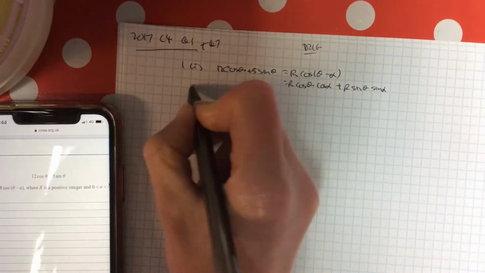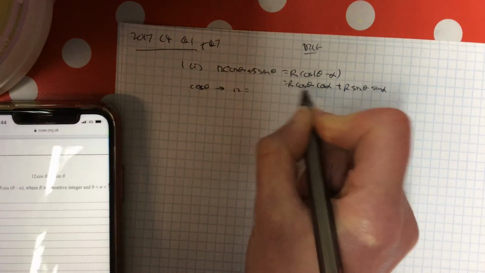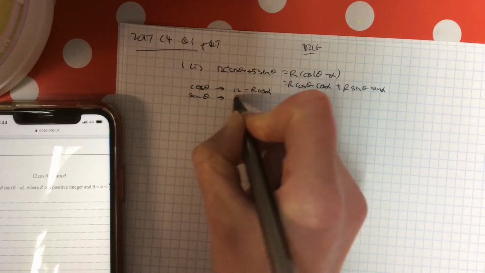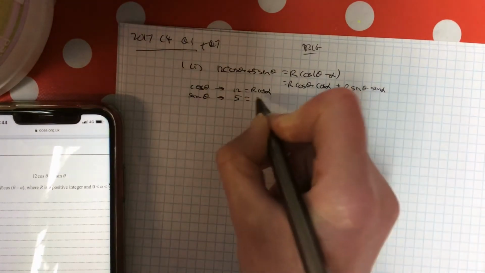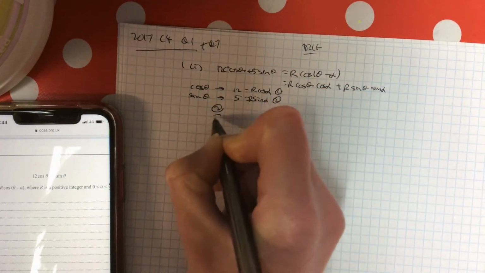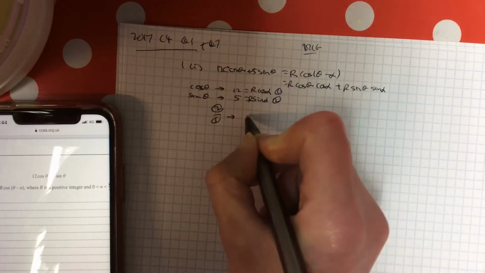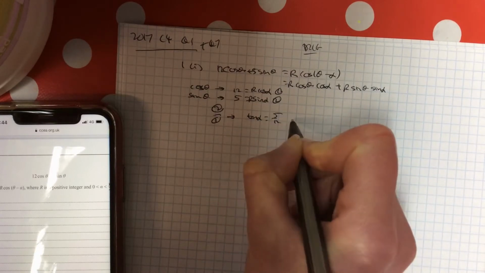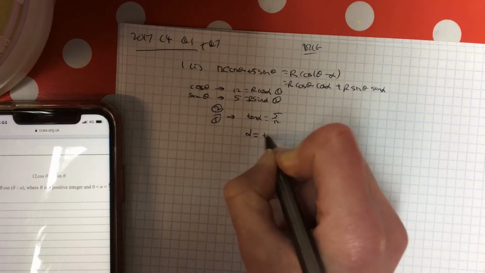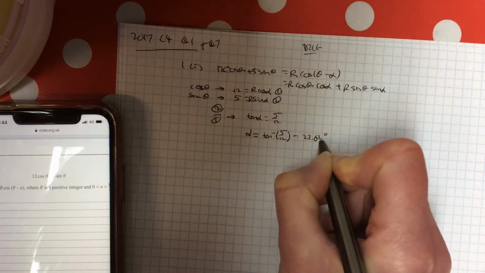Then equate your coefficients. So the coefficient of cos is 12 equals r cos alpha, and do the same for the sine. So it's 5 equals r sine alpha. Equation 1, equation 2. Take equation 2, put it over equation 1. So r over r cancels, sine over cos is tan, 5 over 12. Then do your principal angle. So alpha is inverse tan 5 over 12, which is 22.62 degrees.